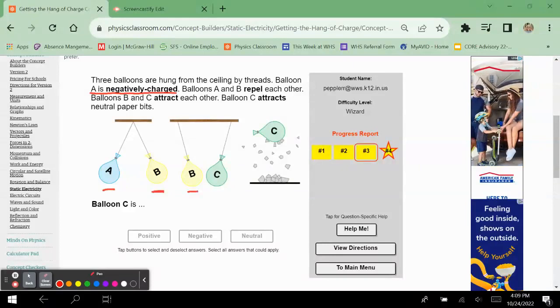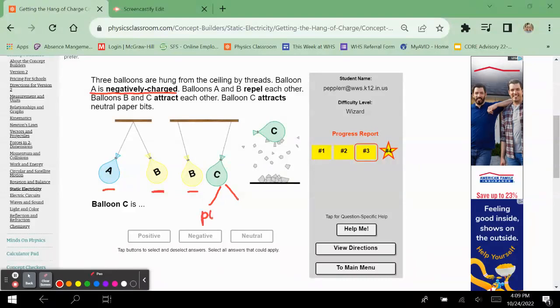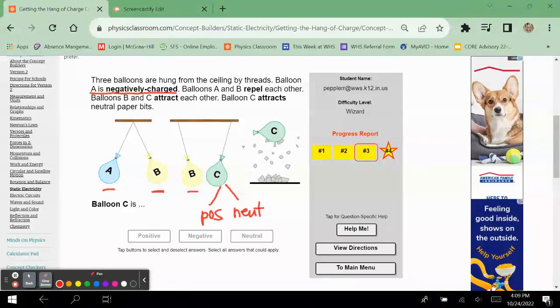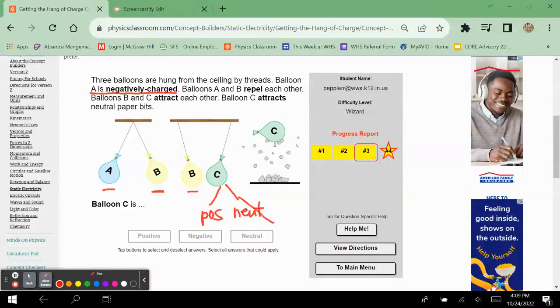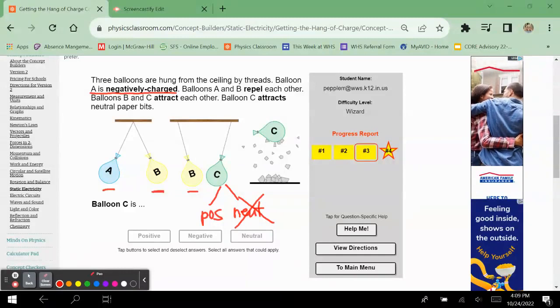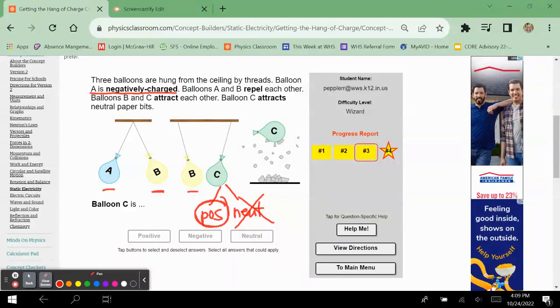The second part, B is negative, B and C attract, so that means that C can either be positive or neutral. Okay, then I look at my third amount of information. It says C attracts the neutral paper. That means that C can no longer be neutral, because if it was neutral, it wouldn't attract that paper. But since it's attracting the paper, it tells me that the only option for C now is to be positive. Okay, so it says balloon C is positive.